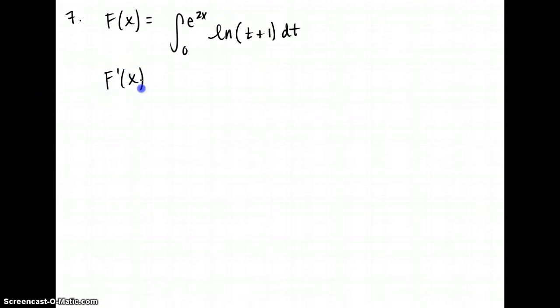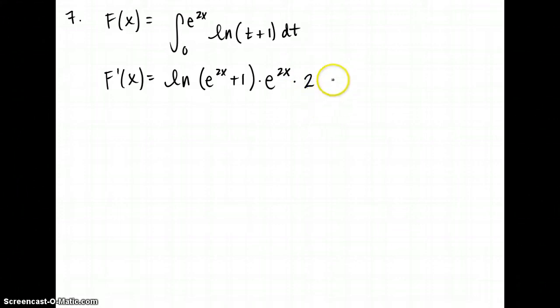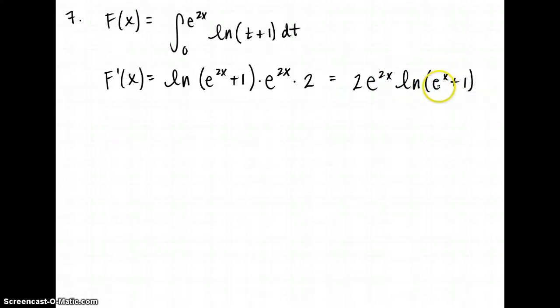So using the second fundamental theorem, replace and multiply by the derivative of the boundary. So times e to the 2x, and then the derivative of the exponent is 2. So 2 e to the 2x, natural log of e to the x plus 1 would be our final answer.